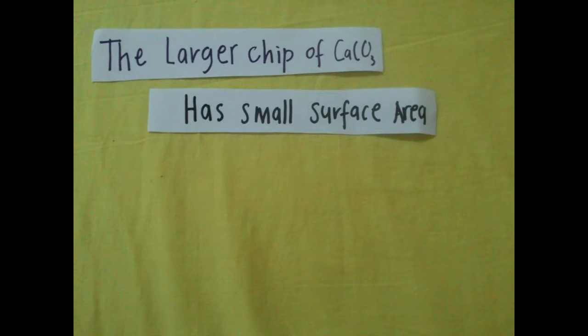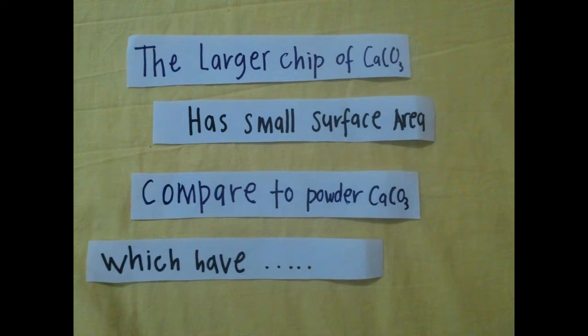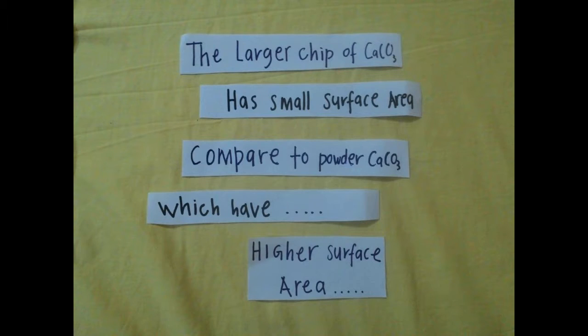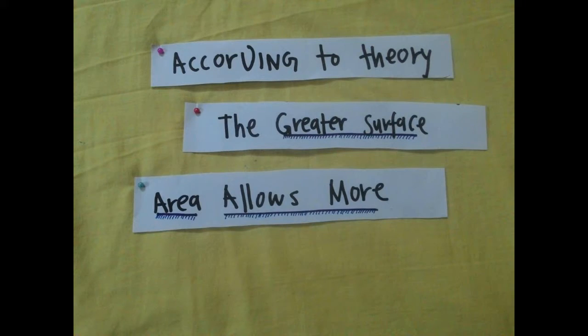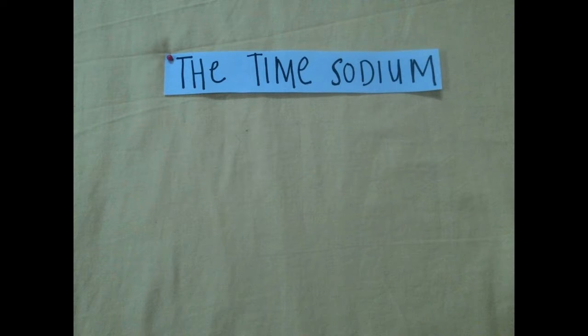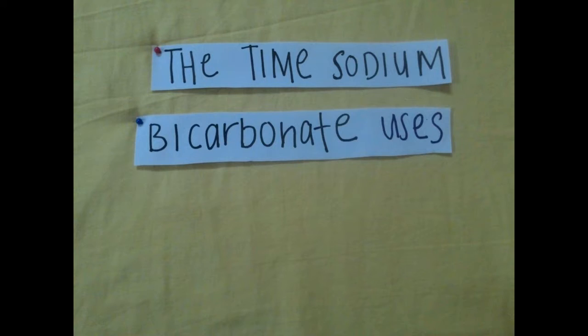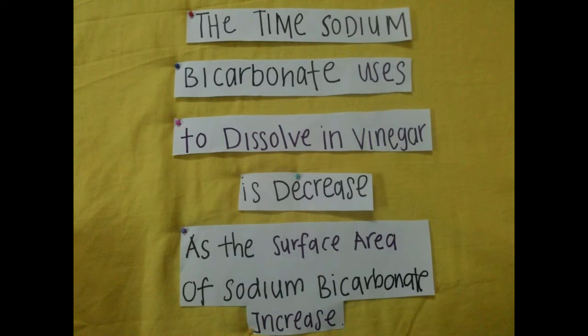Let's start. The larger chip of CaCO3 has a small surface area compared to powder CaCO3, which has a higher surface area. According to theory, the greater surface area allows more collisions to happen per unit time. Therefore, the time sodium bicarbonate takes to dissolve in vinegar decreases as the surface area of sodium bicarbonate increases.